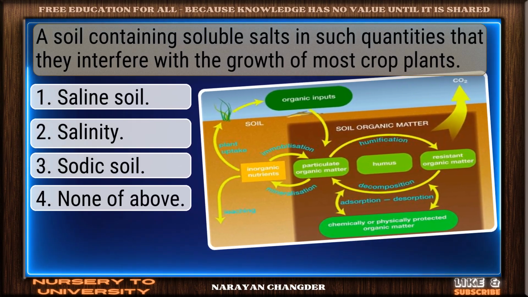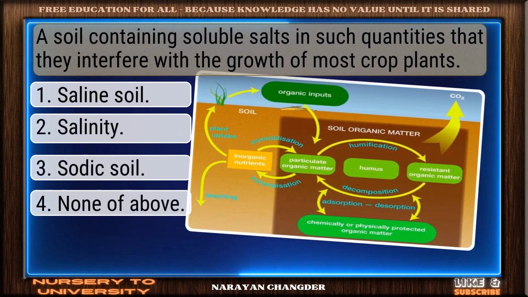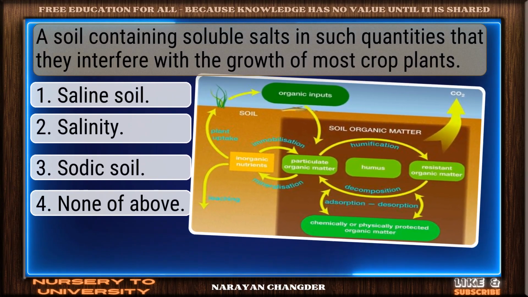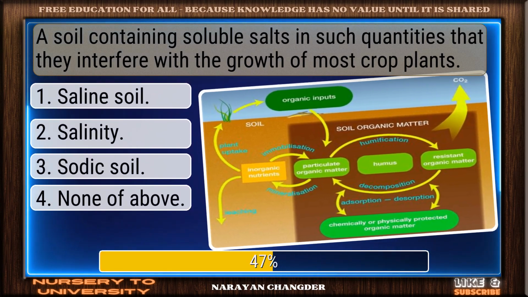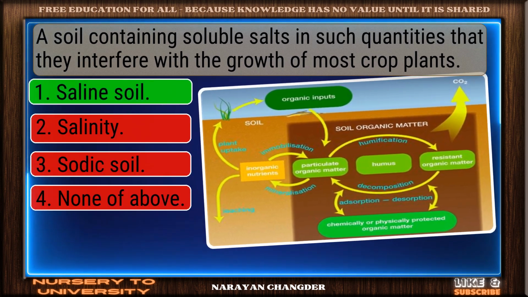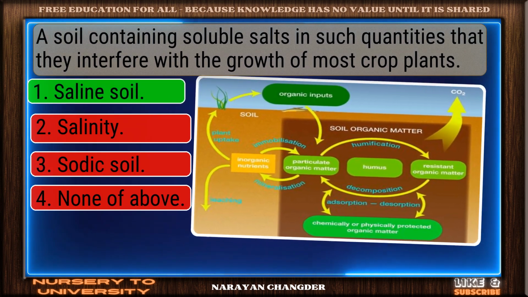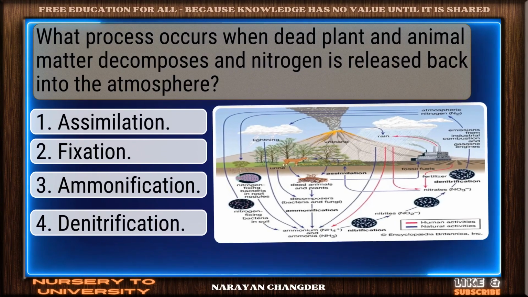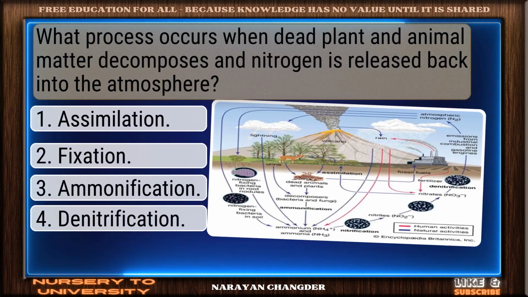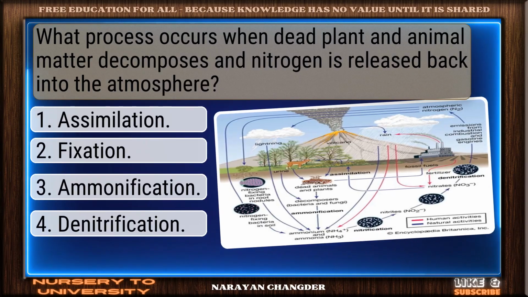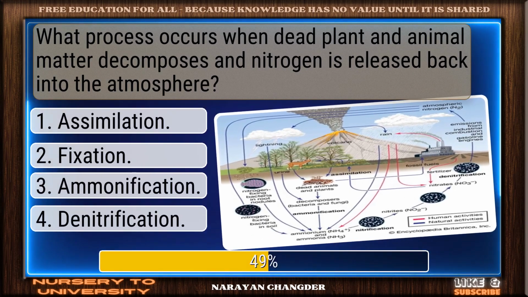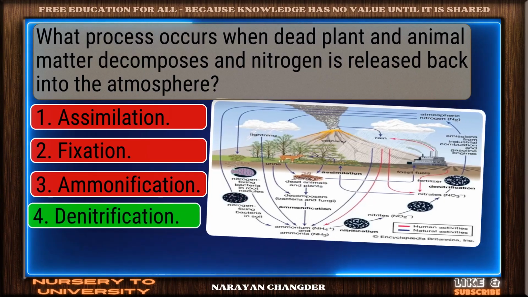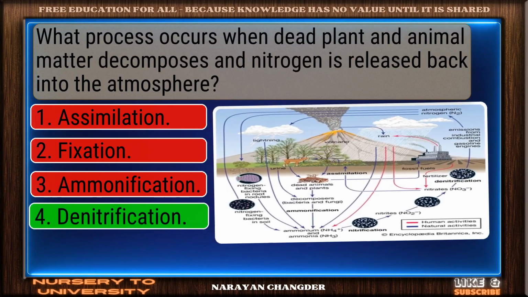A soil containing soluble salts in such quantities that they interfere with the growth of most crop plants. Well reasoned. Saline soil is the correct choice. What process occurs when dead plant and animal matter decomposes and nitrogen is released back into the atmosphere? Clear logic. Your choice denitrification is sound and 100% true.